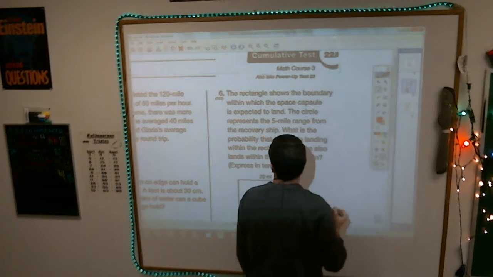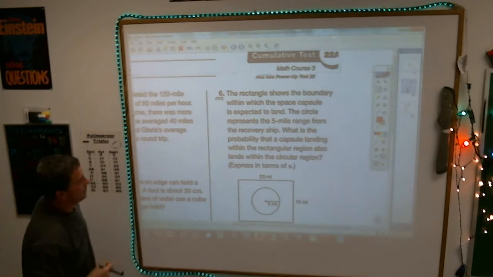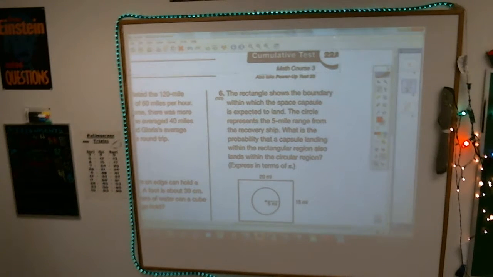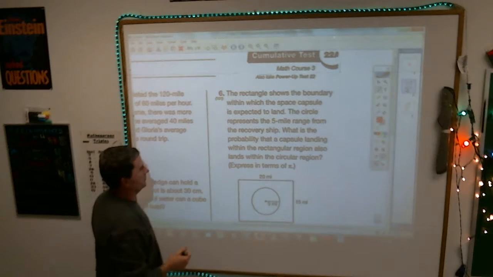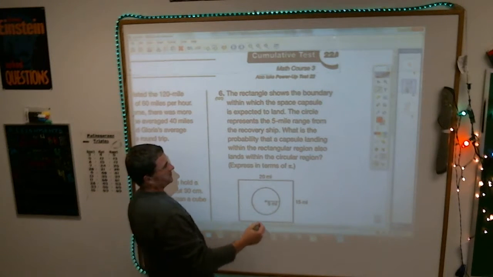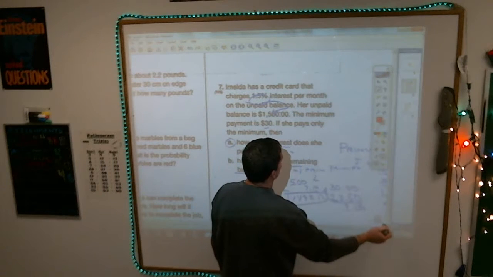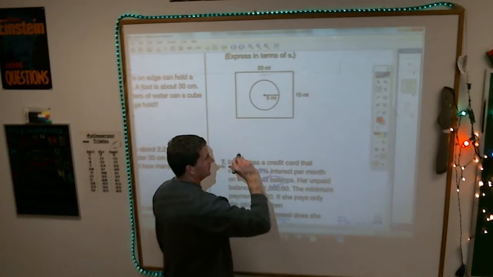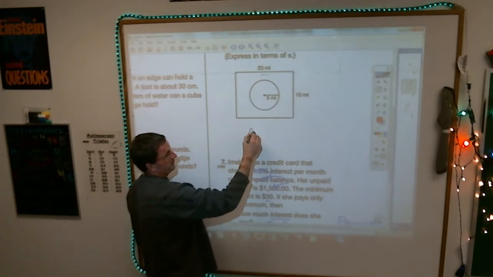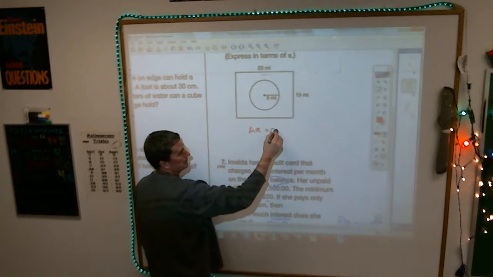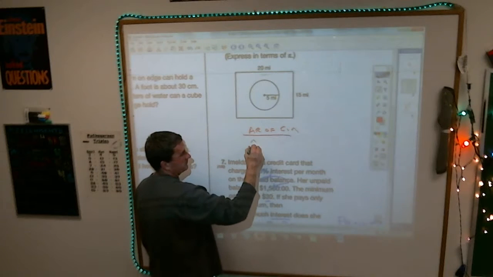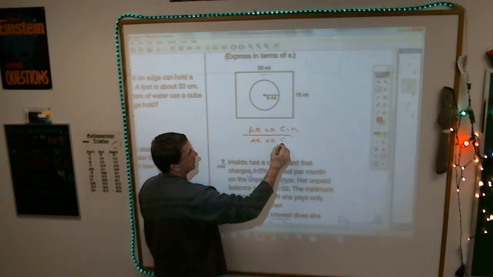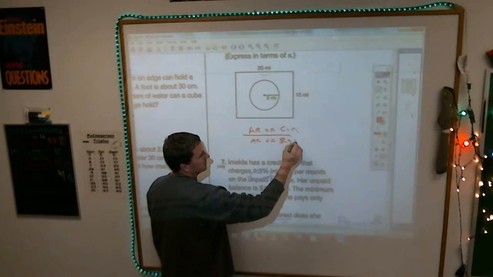Number 6. The rectangle shows the boundary in which the space capsule lands, and the circle represents a 5-mile range of the recovery ship. What is the probability of the capsule landing within the rectangular region and also landing in the circular region? Oh boy. So what are you looking for? Probability is the area of the circle over the area of the rectangle.